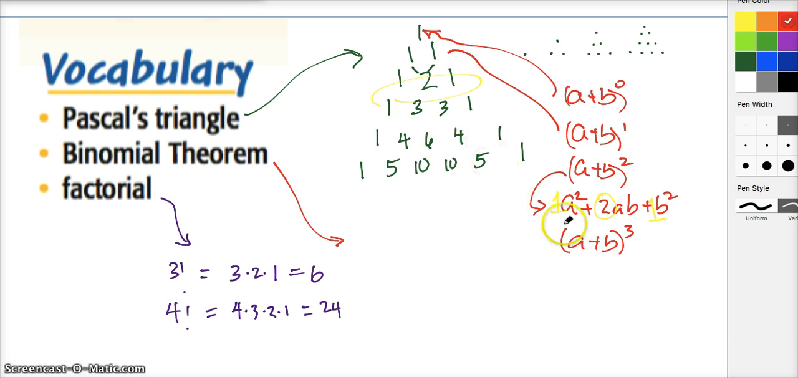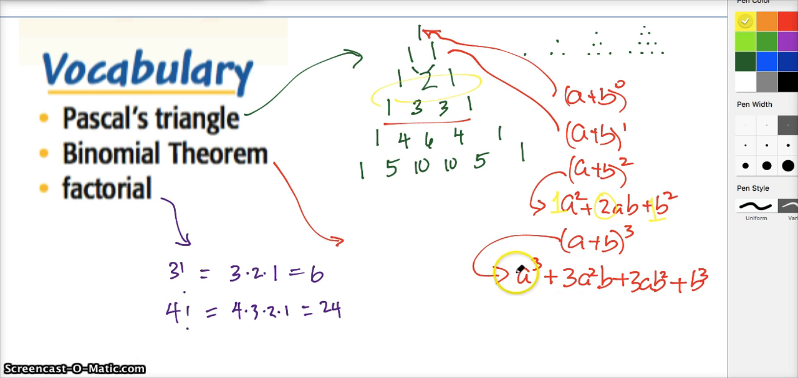So what I'm saying is that when I FOIL this, when I multiply these together, I'm going to get a to the third power plus 3a squared b plus 3a to the first power b squared plus b to the third power. That's legitimately what's going to happen. And you can see very nicely that the coefficients are there.